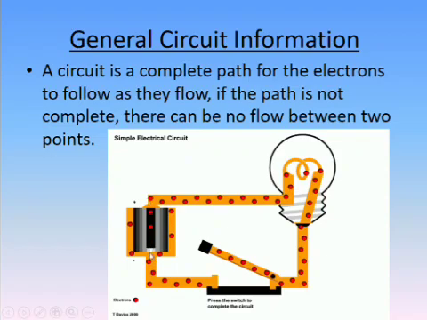the negative pole. You can see here also we have a switch, and this switch is open, so the electric current will not be able to pass through, and as a result the bulb will not light.